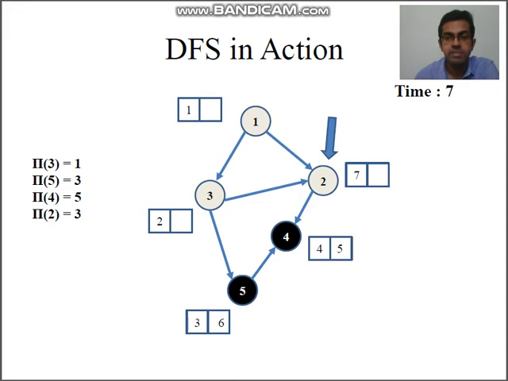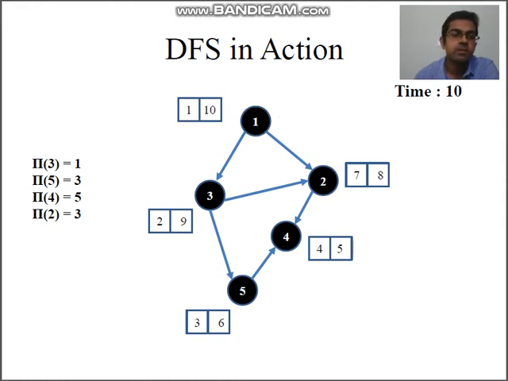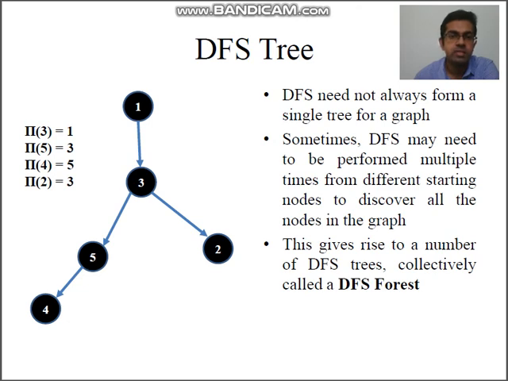It gets a discovery time of 7, but there are no white neighbors that can be explored from node 2. So its processing also terminates with a finishing time of 8. And the algorithm backtracks to node 3 and finally to node 1. The DFS algorithm terminates at node 1 with a finishing time of 10. The predecessor information that has been recorded during the DFS algorithm can be used to construct a DFS tree, which indicates all the vertices that are reachable from the starting vertex.